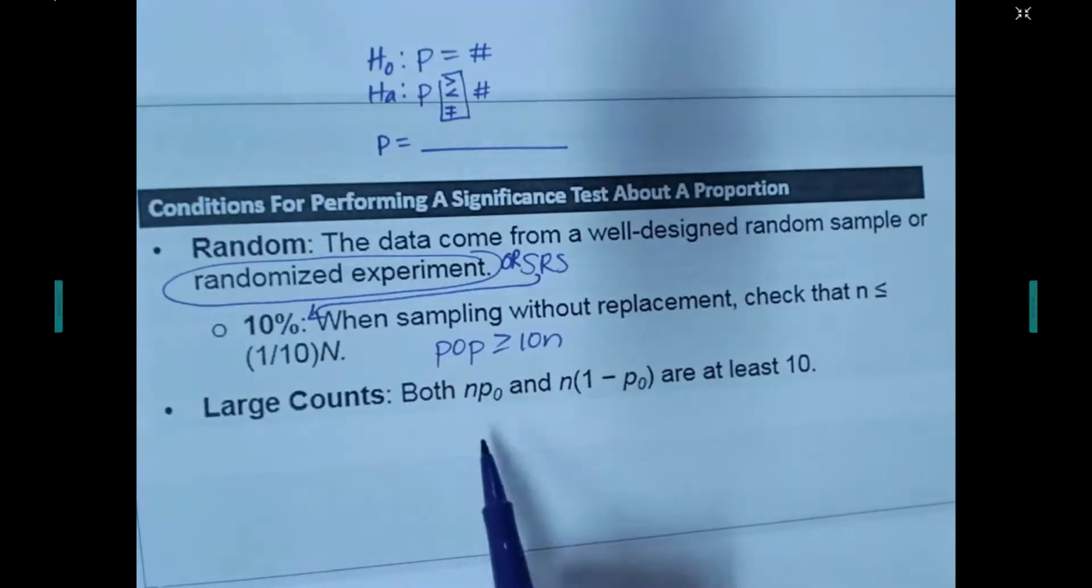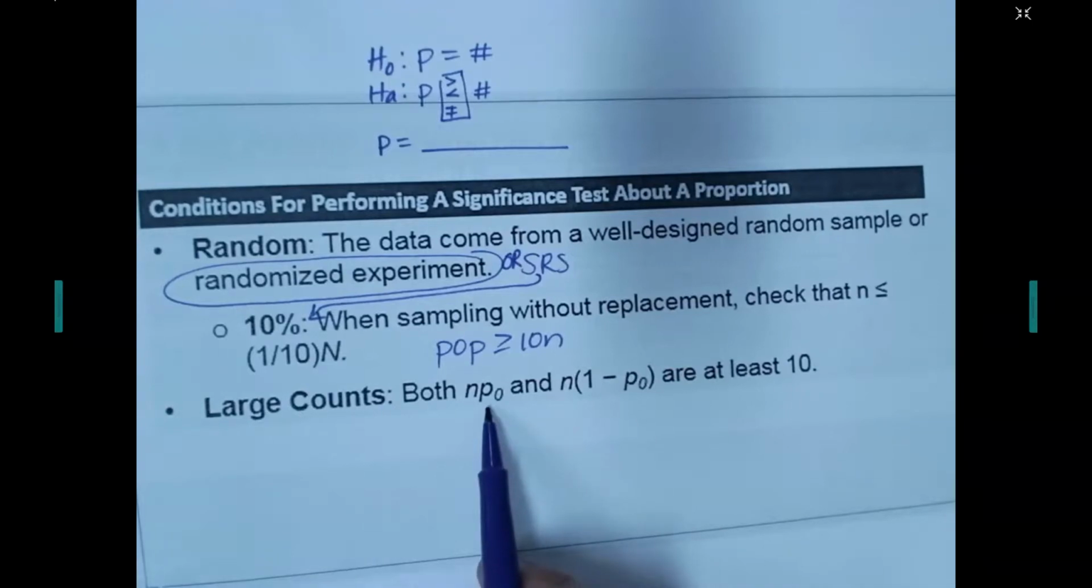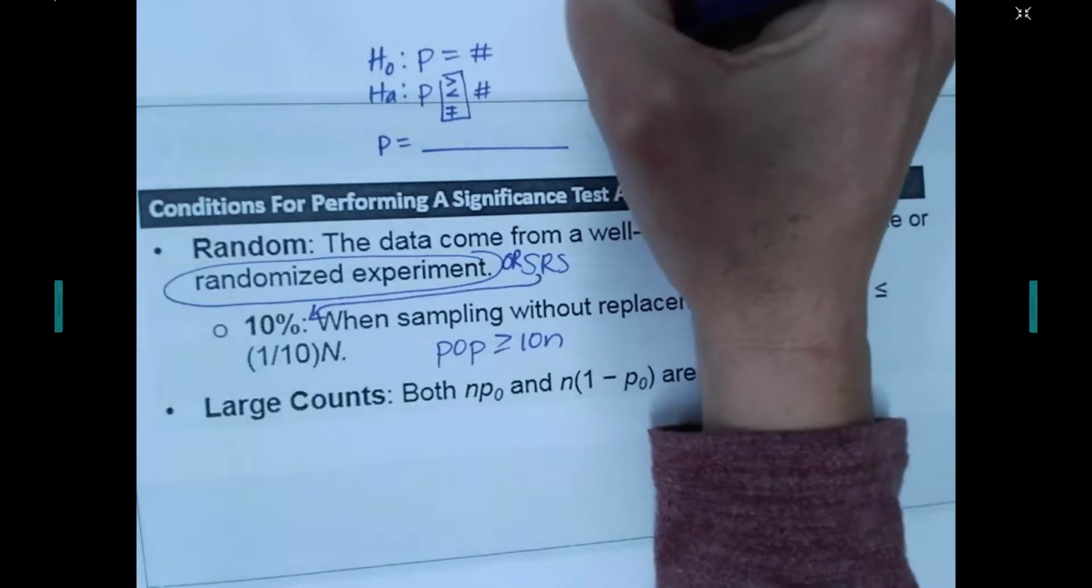And then we want to check large counts. Now notice, see how it's got that little p naught? This is the assumed p. In fact, here, let me rewrite my hypotheses up here.